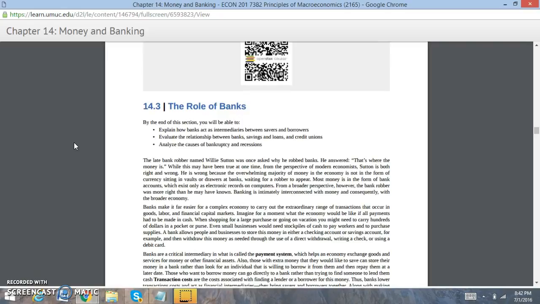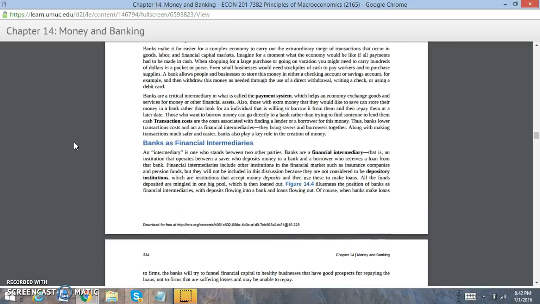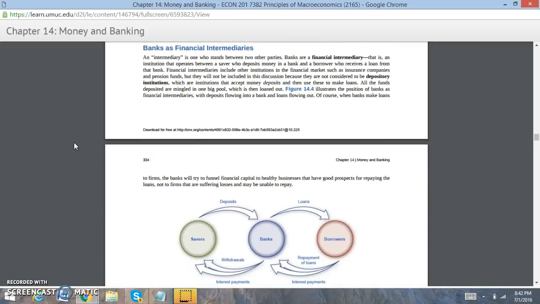Now, the role of banks. The role of banks is very important in our economy. They create a lot of opportunities for the economy to thrive. Banks connect savers and borrowers together. What I mean by that is a bank will allow savers to put money in a bank, and then borrowers will go to a bank to get money out. So that's very important to evaluate. Banks hold a very important point in our economy.